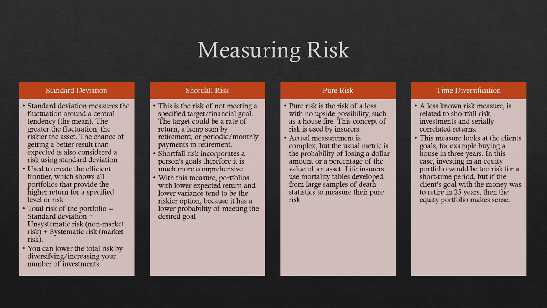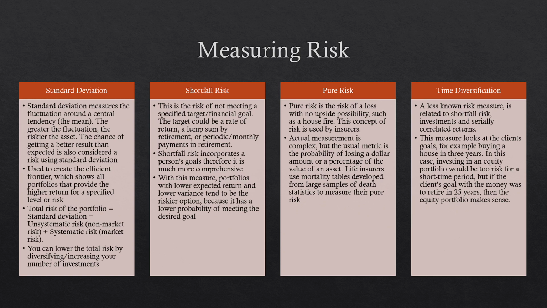If you look at macro environmental factors, those basically affect the entire market, and so that is systematic risk. You can lower the total risk by diversifying, which is increasing the number of investments, and that does minimize that systematic risk. You also have shortfall risk.